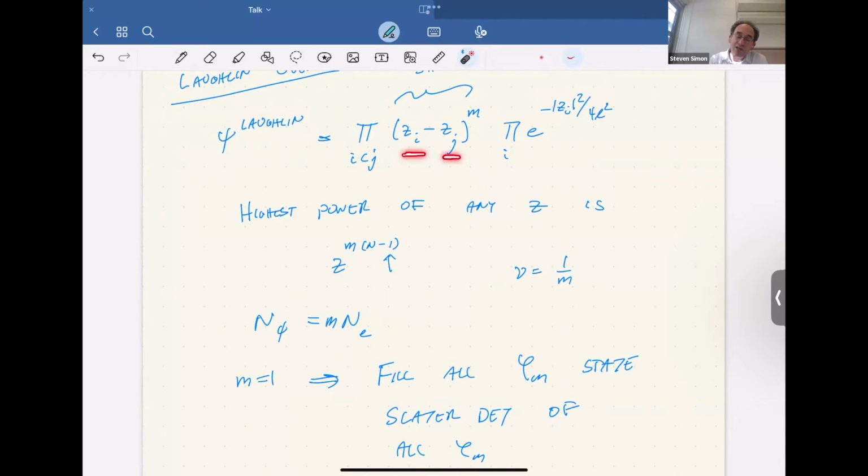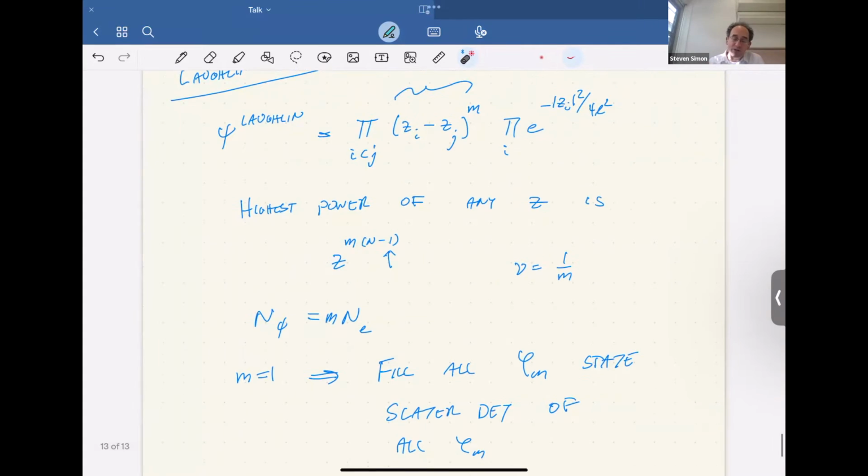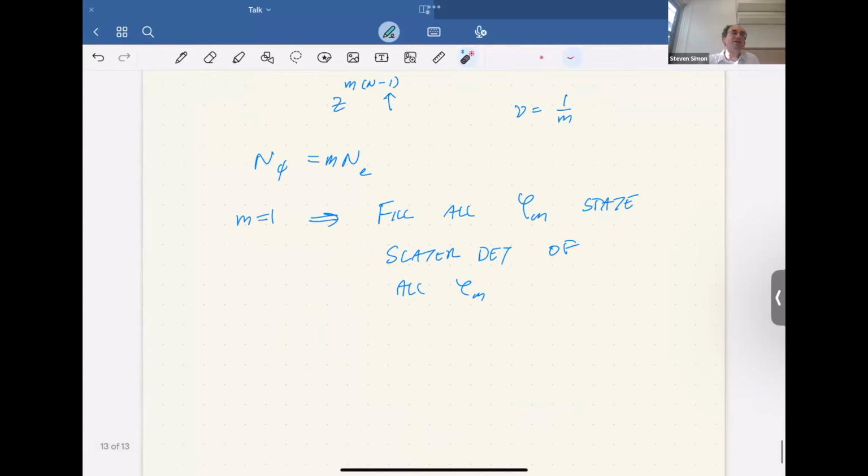As two electrons get close to each other, the wave function vanishes very quickly. It vanishes as m powers. So that means there's a very low amplitude of having any two electrons get close to each other. If you have a repulsive interaction between the electrons, the energy is going to be very favorable because the electrons are going to try to stay apart from each other very effectively. Okay, so that's the intuition behind why this is a good wave function.